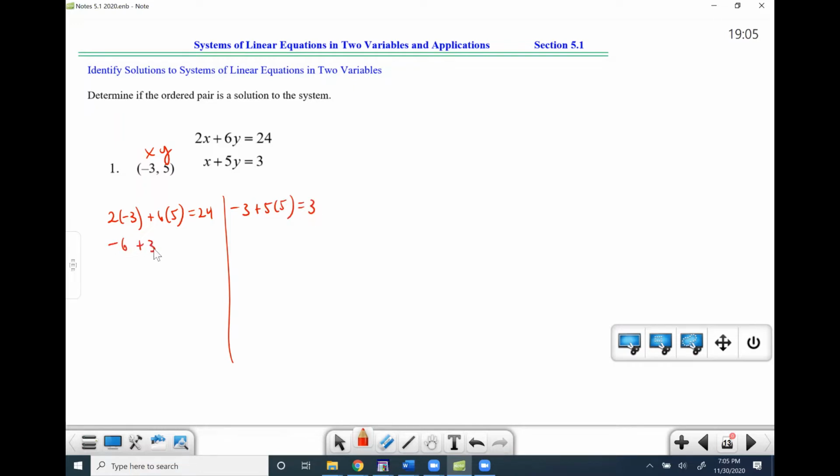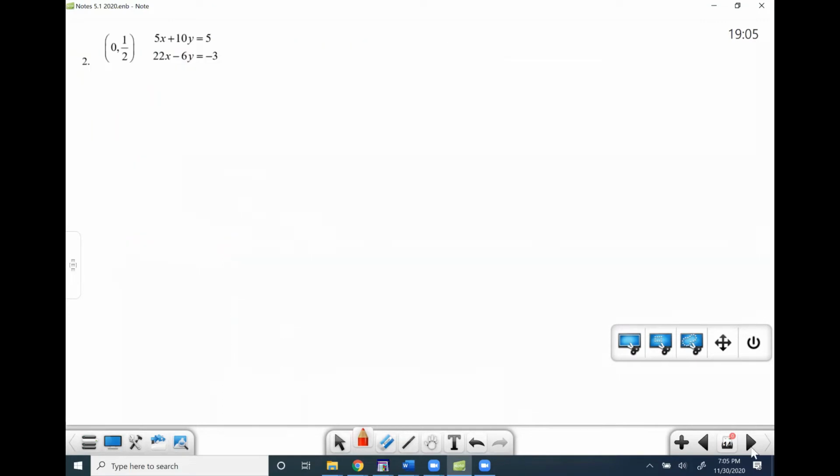-6 plus 30 equals 24. Yeah, that sounds about right. Boom. -3 plus 25 equals 3? Don't think so. Okay. So we're going to say not a solution. It has to work for both. You can't just work for one.